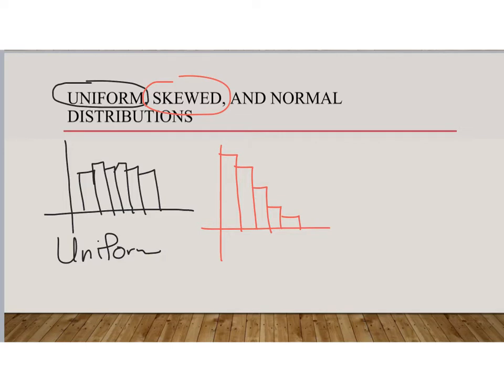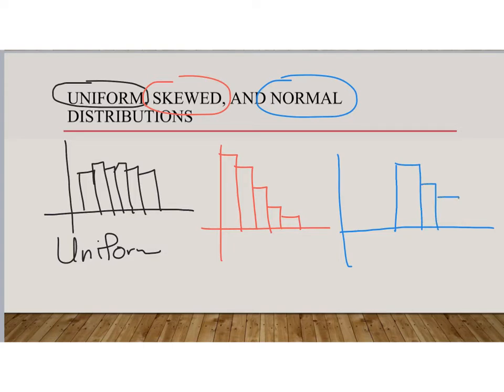And then we have a normal distribution. This is the one we're going to talk about in great detail in this lesson. A normal distribution would have most of them scoring in the middle, and then it would go off uniformly, and it would be shaped something like the bell-shaped curve.